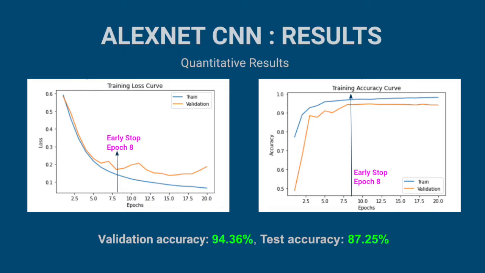Quantitative results of the AlexNet model included performing very well on validation and test sets, which contained well-lit images that were representative of lighting conditions in the training set. The validation accuracy is 94%, and the test accuracy is about 87%.